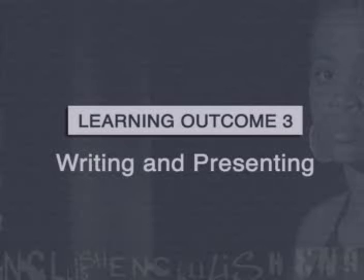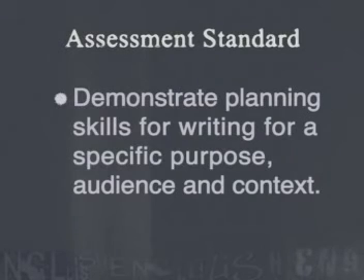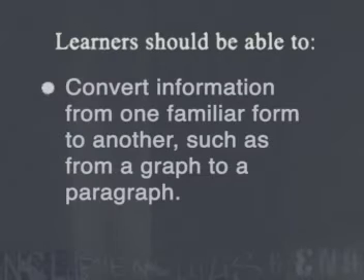The following lesson is linked to Learning Outcome 3, Writing and Presenting. It addresses the assessment standard that requires learners to demonstrate planning skills for writing for a specific purpose, audience, and context. Learners should be able to locate, access, select, organize, and integrate relevant data from a variety of sources with guidance.